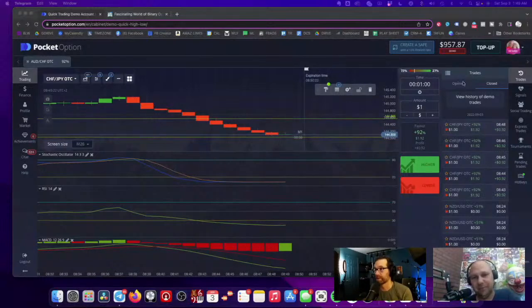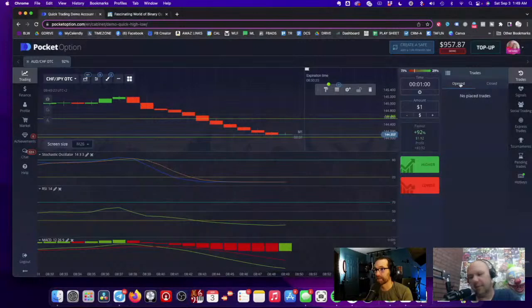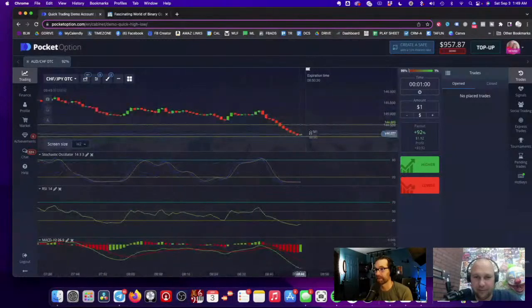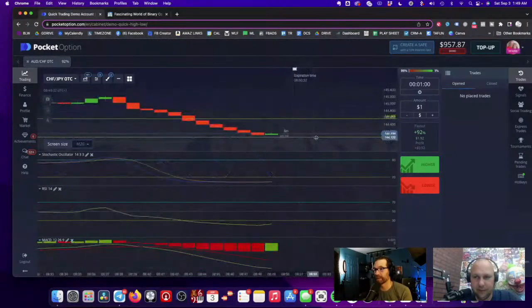So this would have been one more candle that I didn't take. Yeah, I probably could have got one more win out of that, and now it's going back up.